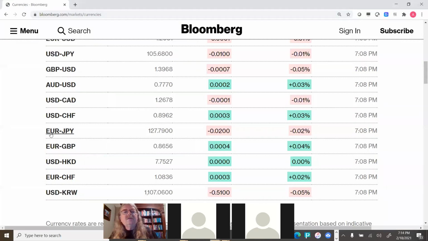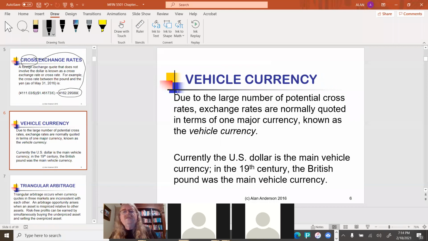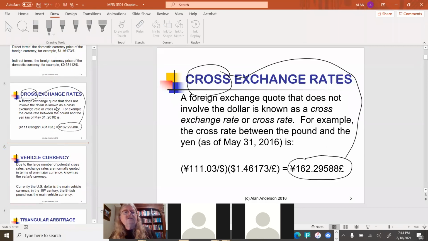And here you see some of them too, like euro yen, for example. It takes 127.79 yen to buy a single euro. And this is a cross exchange rate, but you can be sure that it was derived from the US dollar, Japanese yen exchange rate, and this one, euro per dollar. In fact, you can figure it out right now. Why don't we prove it? Let's try that.